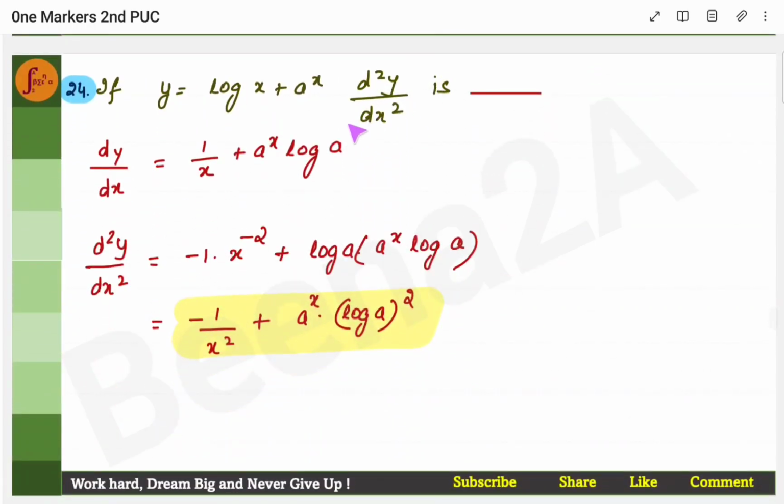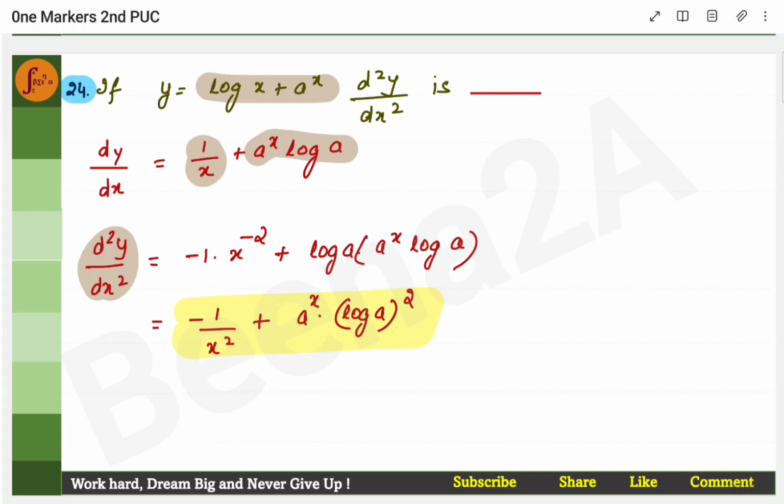Yet another double differentiation problem. y is equal to log x plus a to the power x. Derivative of log x is 1 by x. Derivative of a to the power x is a to the power x into log a. This is a direct formula. Now you differentiate again.